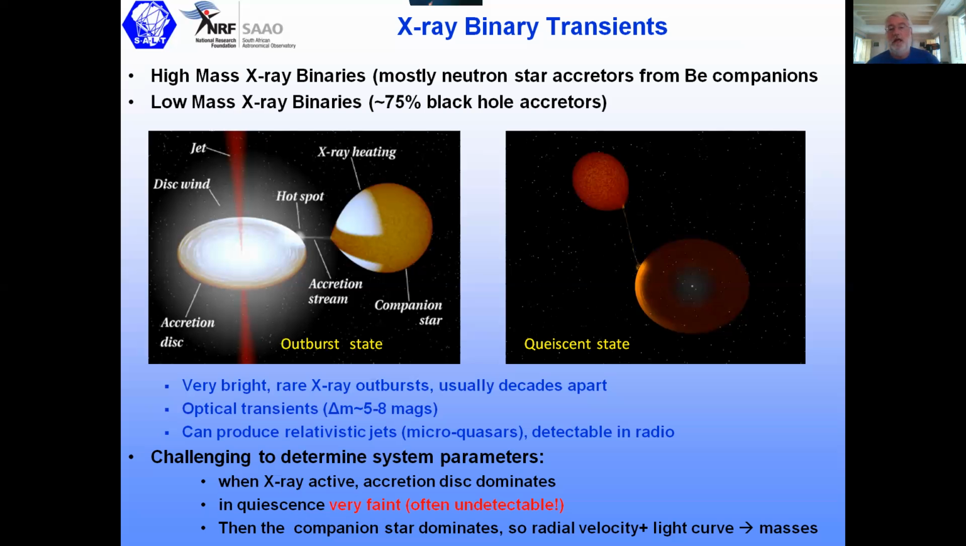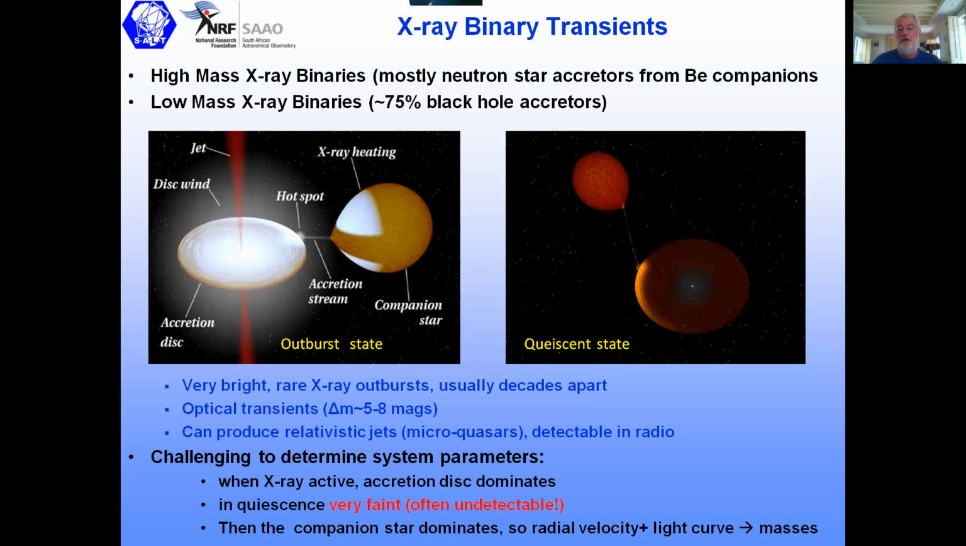So these are typically X-ray bright systems when they go into outburst. They're relatively rare outbursts, perhaps decades apart for many. And they also involve changes in optical brightness by anything up to 8 magnitudes or so. And then there's a whole host of phenomenology related to the accretion, the inner part of the disk, the production of relativistic jets, which is often why these systems are termed microquasars, which of course can be detected in the radio, and a lot of work has been done in that area.